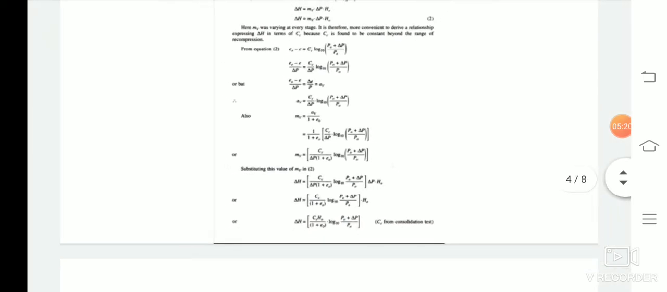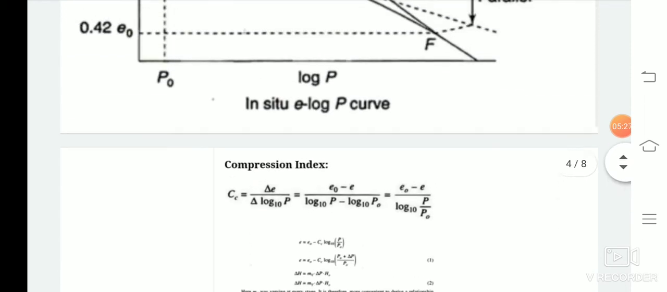So how are we getting this value? First of all, for achieving the value of settlement, we must know the value of the compression index, that is Cc.